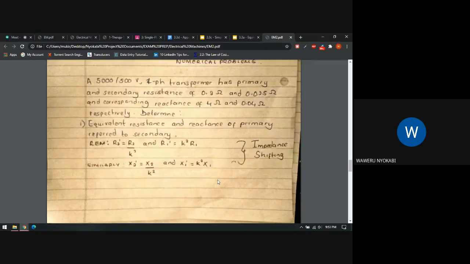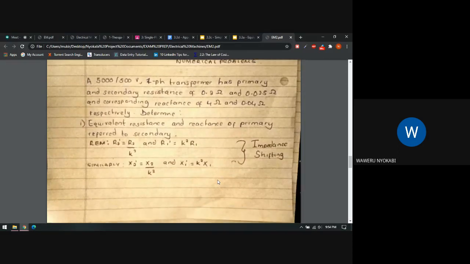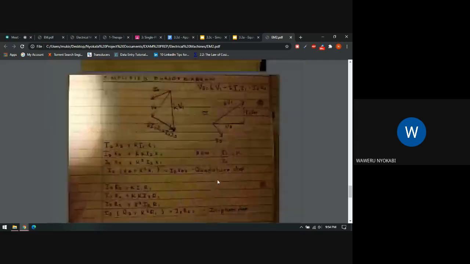So now, actually, this question, I'll quickly go through it because once you know that, you have the answers. Here it's asking equivalent resistance and reactance of primary referred to secondary. So that means we're transferring the reactances and the resistance, so impedance shifting to the secondary side. I won't take you through it step by step, but because you have the formulas, you'll be able to get the answers.